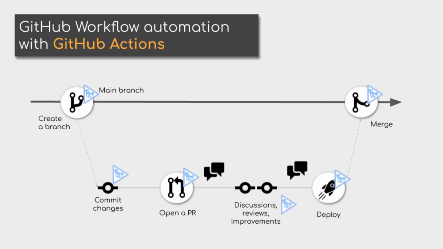If they want to include CI/CD, or if they want a specific task to run when a pull request is opened, labeled, or closed, GitHub Actions can do that. So GitHub Actions enable developers to create these automated workflows.